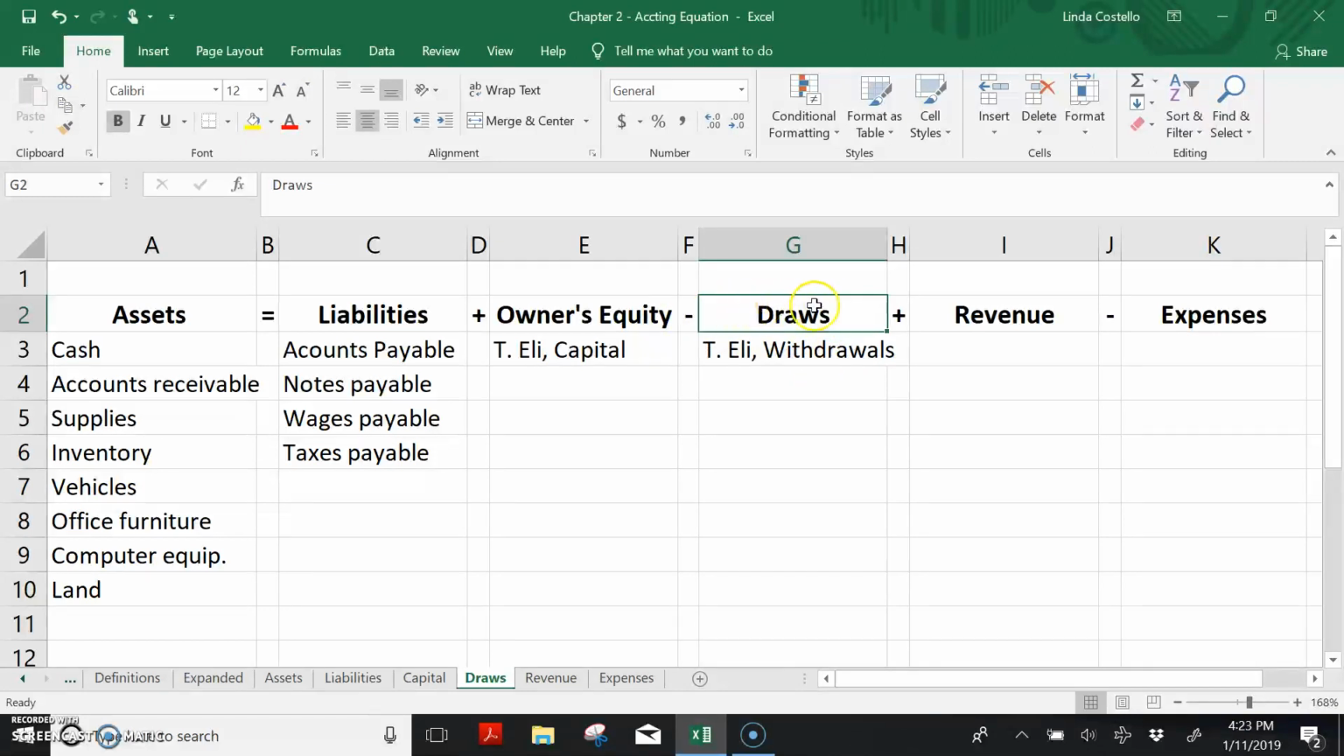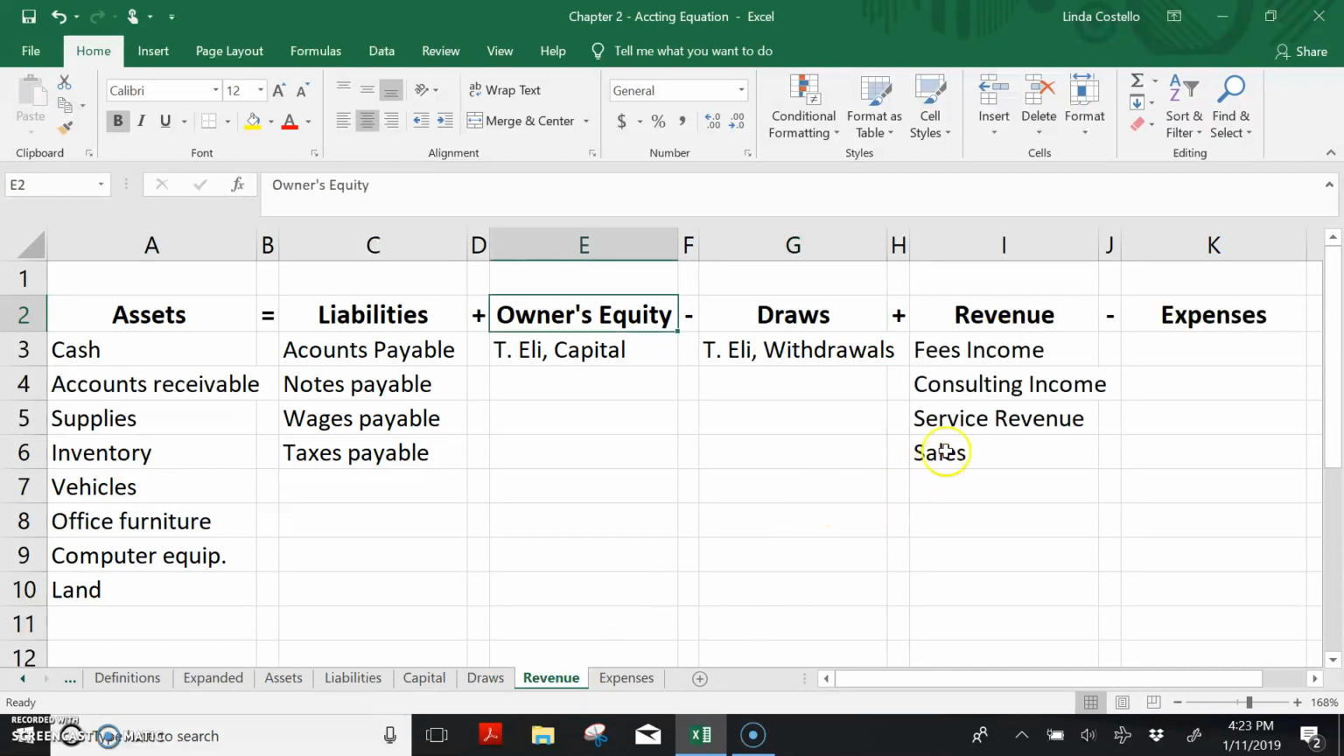The revenue account titles would depend on the type of business in which the company is engaged. For instance, if I earn my revenue by doing consulting, then my revenue account title might be something like consulting revenue or consulting income or consulting fees. If there are other kinds of fees I earn, maybe the revenue account title would be fees income. Maybe I earn revenue by performing services. In that case, the account title might be service revenue. Or maybe my business sells products to customers. In that case, the revenue account title would be simply sales.